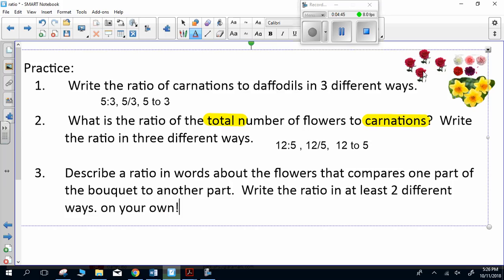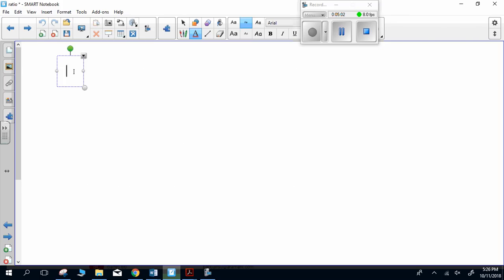So you're going to look at the bouquet and compare flowers to carnations, or carnations to daffodils, or daffodils to roses, however you choose to do it. But it's part to part. So the first part is part to part.